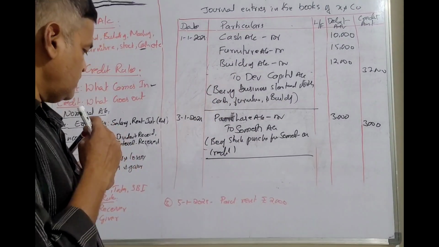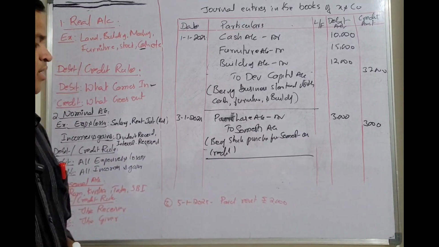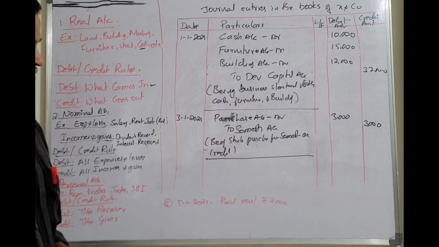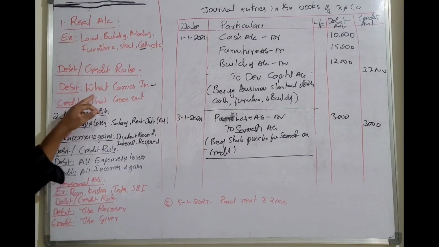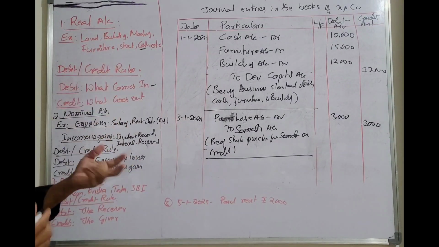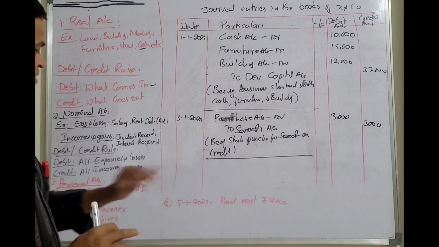Now we'll see the third transaction. On 5th January 2025, paid rent rupees 2,000. We have paid rent. So now we have to check according to first real account what comes in. Is there any asset which is coming to the business? No, we are not getting an answer. No asset is coming in this transaction.